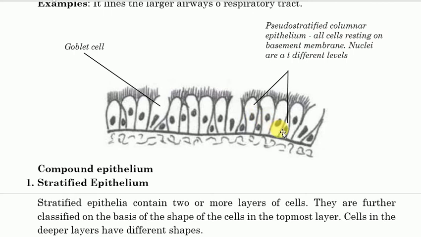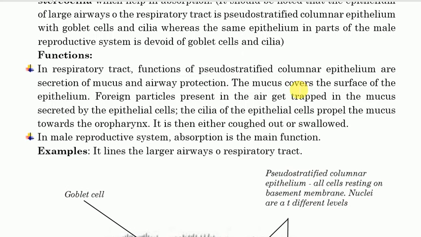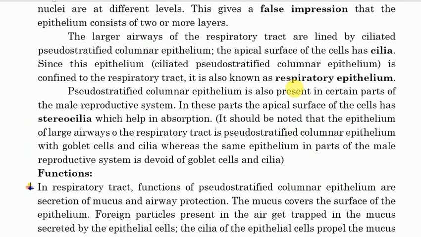Now you see, as if ni kwamba tuna two layers. However, it is one layer of cells. So that's why you call them pseudo. Zinaonekana kama ni two layers. Ndio maana tunasema this gives a false impression.